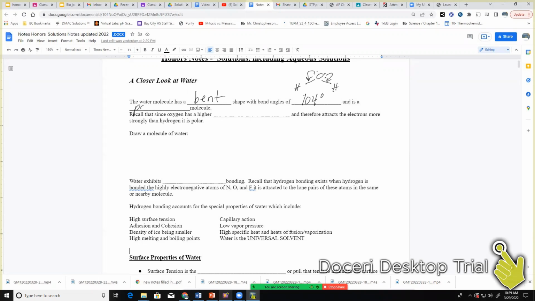And it is polar, which means it has a slightly positive and a slightly negative side, and not a full charge like an ion. And that is because oxygen has a higher electronegativity than the hydrogens, and therefore attracts the electrons more strongly than the hydrogens. And that makes it polar. If you remember from periodic table trends, electronegativity is the ability to attract electrons when they're covalently bound.